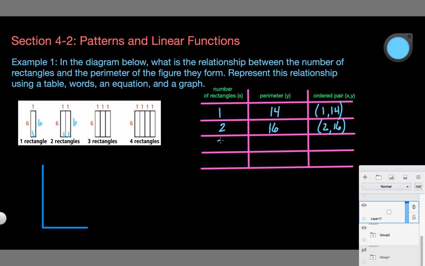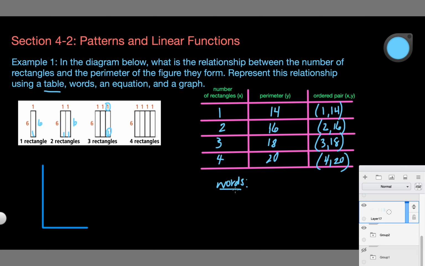Our third, we have 3 rectangles. We have an extra 1 here and an extra 1 down here. So again, it's only going up by 2. And I get 18. So I get 3, 18. And then lastly, without even counting, we know that this is going to be 20. So we get 4, 20. So our table is filled. So that's good. So now we want to describe this with words.